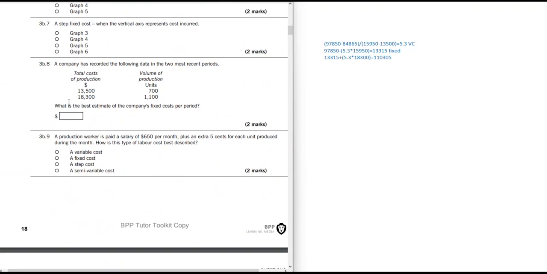What is the best estimate of the company's fixed cost? So this is very similar. I will leave it. A production worker is paid a salary of $6.50 per month plus an extra 5 cents for each unit produced during the month. How is this type of labor best described? So we have $6.50 per month, which is the fixed, plus 5 cents extra, which becomes the commission, the variable cost. So it is both fixed and variable cost, or semi-variable cost, which is D.